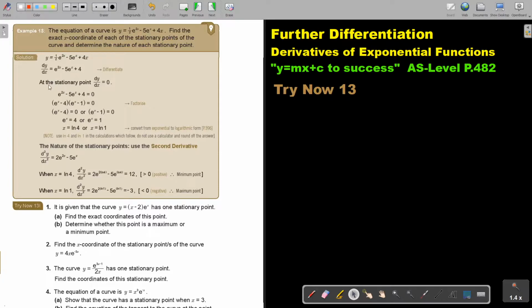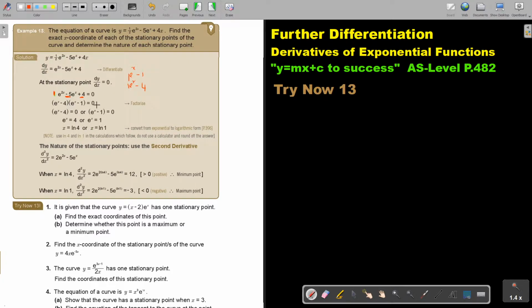Okay, so don't forget, in chapter 6, we did that. At the stationary points, dy by dx is 0. So we put 0. This is just an exponential function. Factorize it. Don't forget that there's a 1, there's a -5, and there's a 4. So if you factorize it, it's 1 and 1, and 1 and 4. And then 4 plus 1 is 5, and the signs are the same, and you always take the middle. So e^x, and that's what I did there.